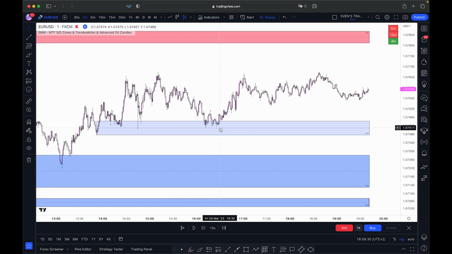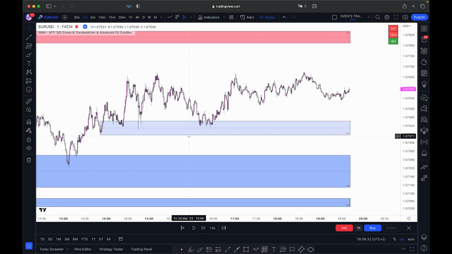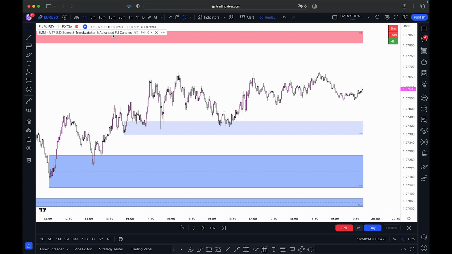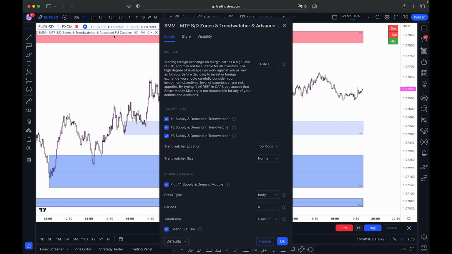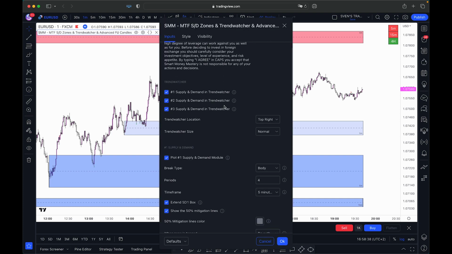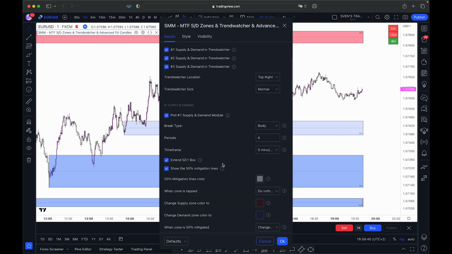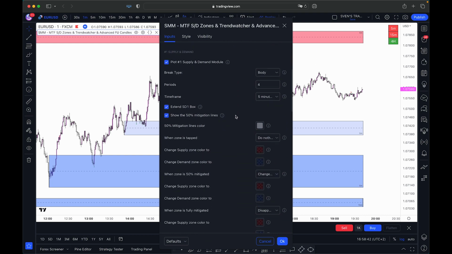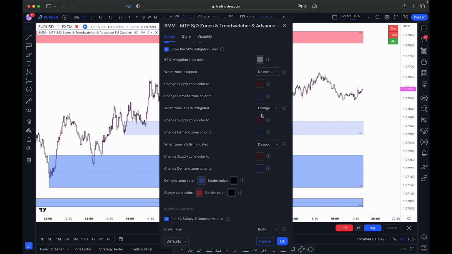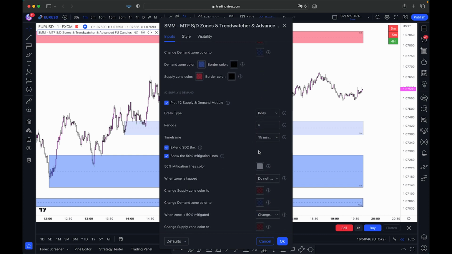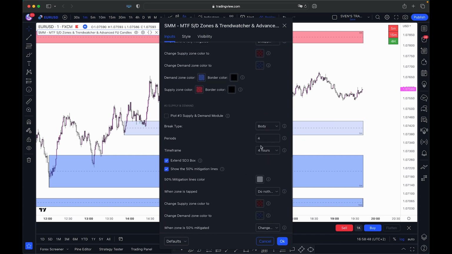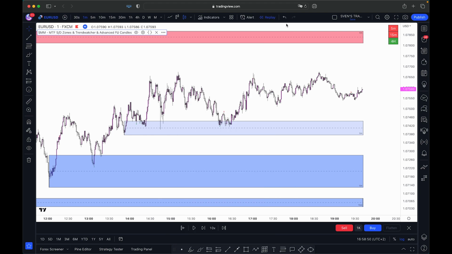As you guys already know, with the multiple time frame indicator you can plot up to 3 different time frames for the supply and demand indicator. So you can get 3 different supply and demand zones. Currently I have enabled the 5-minute demand and supply zone, the 15-minute, and I've enabled the 4-hour trend zones only in the trend watcher section over here.